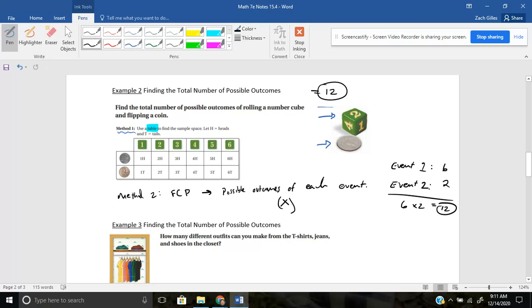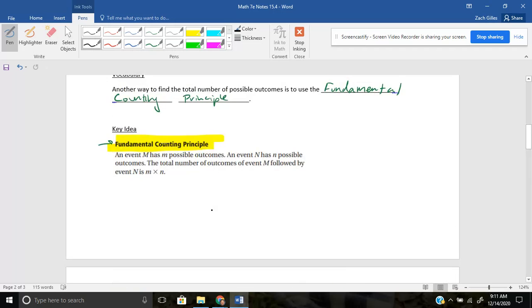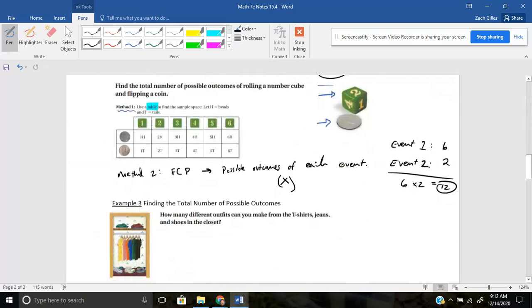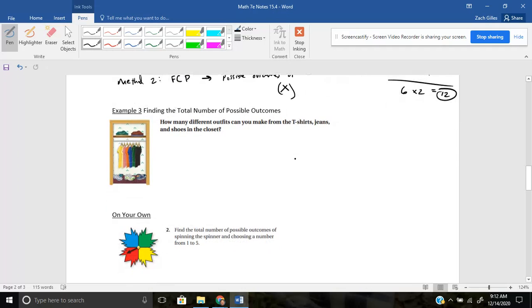This one, students tend to like to use because it takes less time. So you can use a table, you can use the fundamental counting principle, or you can use this tree diagram. All are options when you're finding the total number of possible outcomes. Okay, so similar for example three, find the total number of possible outcomes. How many different outfits can you make from the t-shirts and the jeans and the shoes?